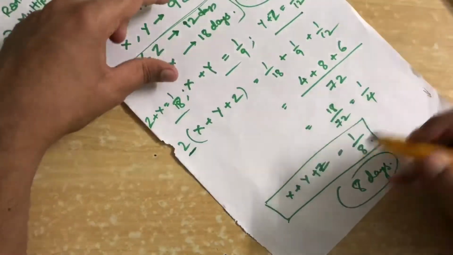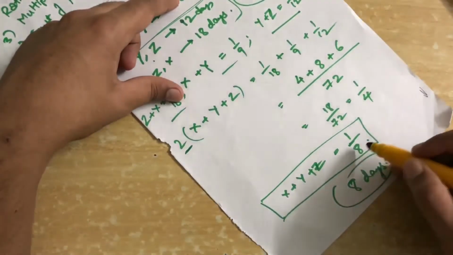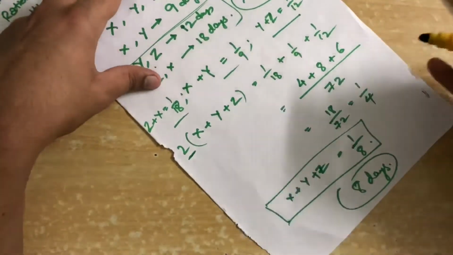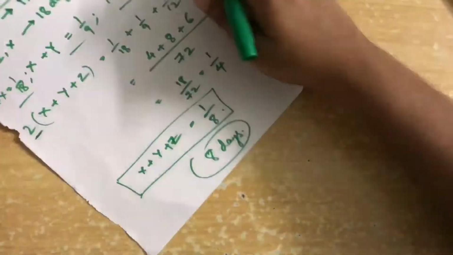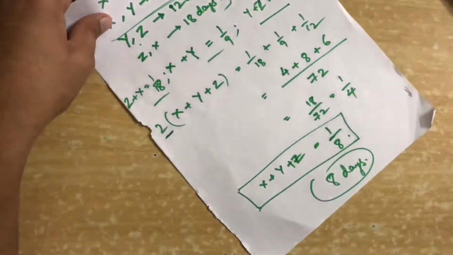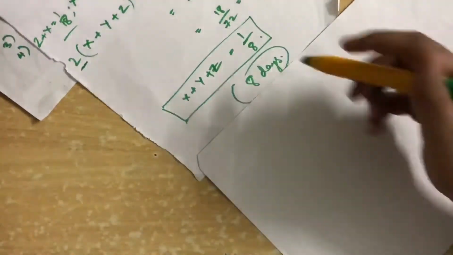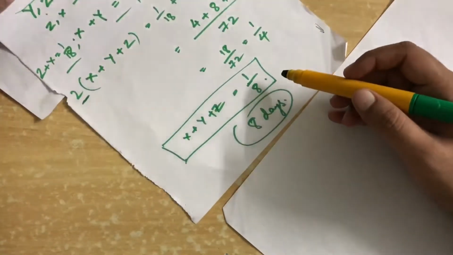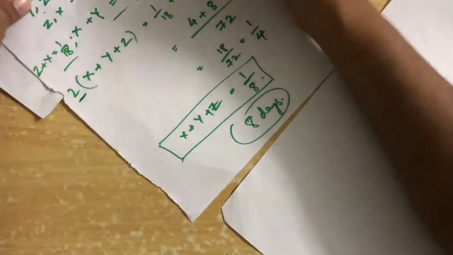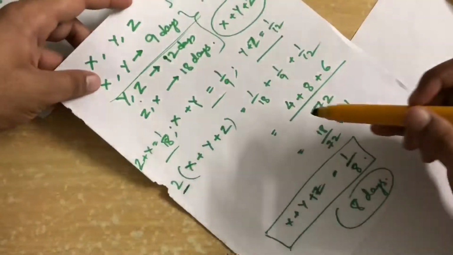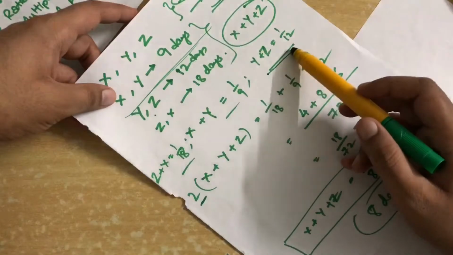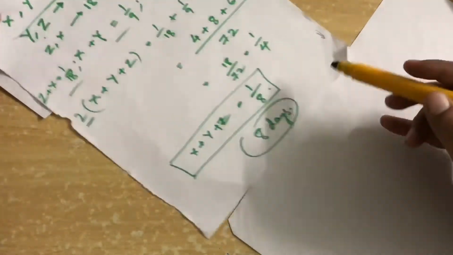We haven't got to that. So now this is simple. You have x plus y plus z is 1 by 8. So now you want to find out how much separately. So now I have four different equations. I have x plus y plus z is 1 by 8. So if I need to find out how much x is doing separately, I just need to subtract y plus z from the whole equation.